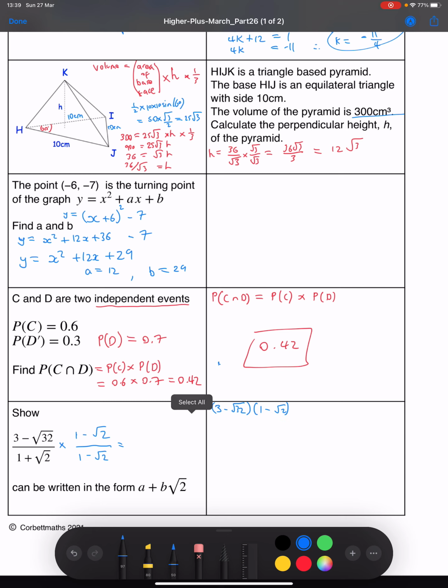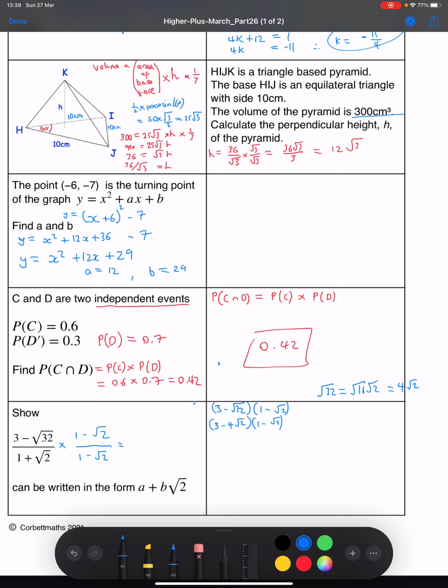Notice how, first of all, we've got the b root 2. So in our answer, we don't have any root 32s. So what I'm going to do is change this root 32 into something with root 2 in it. Well, root 32 is equal to root 16 times root 2, and the square root of 16 is 4, so it's 4 root 2. So I have 3 minus 4 root 2 instead, multiplied by 1 minus root 2.